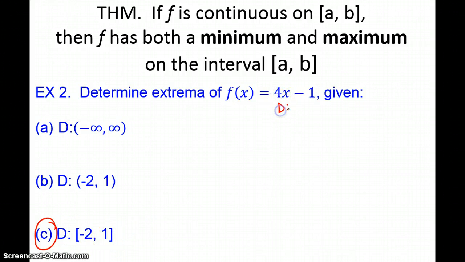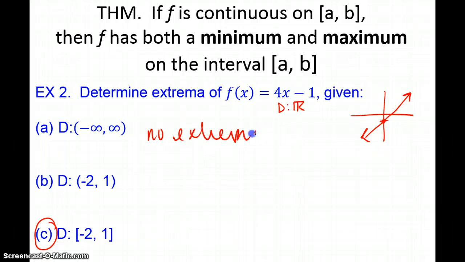This is a line, so the domain of the function is all real numbers. Now for A and B, let's check out the graph. Y-intercept of -1, slope of +4. So on the domain of the function, all real numbers, there would be no extrema. Even on the open interval from -2 to 1, still no extrema would occur because there's not one particular y value bigger or smaller than every other y value of the function.